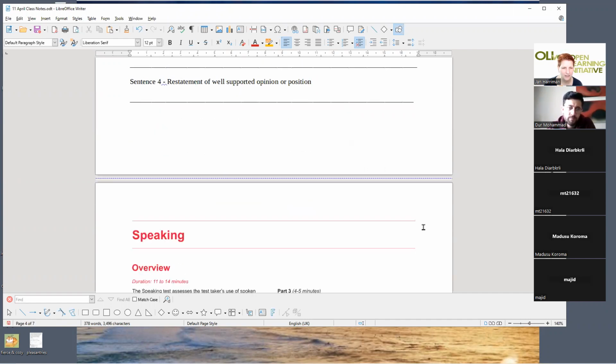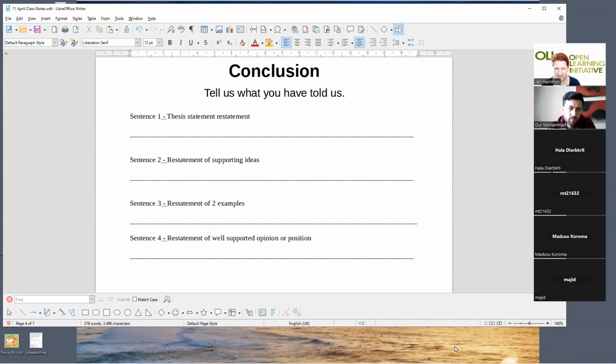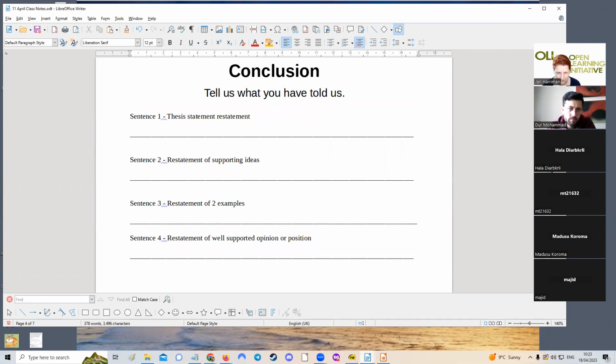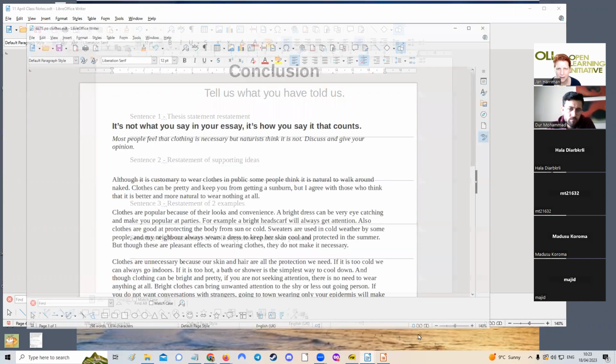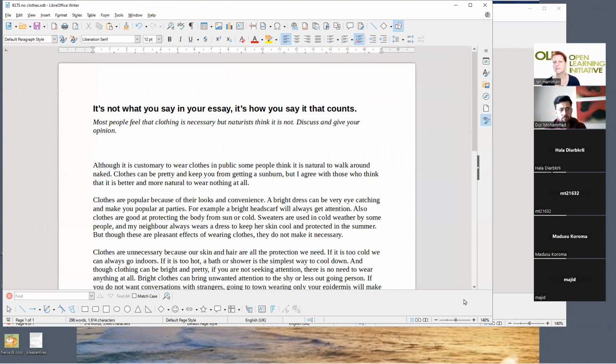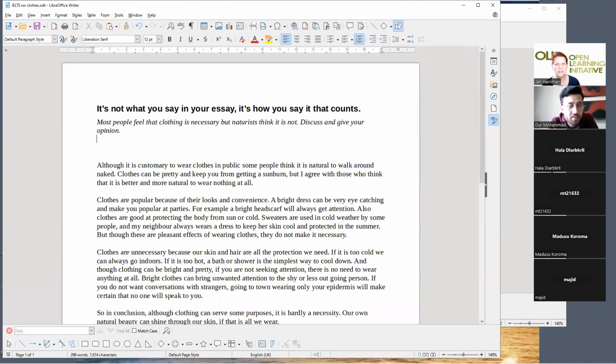I have, in fact, written an example that is a very silly one. And I did this on purpose because I want you to really understand that, especially on the IELTS exam, it is not what you say in your essay. It is how you say it that counts.